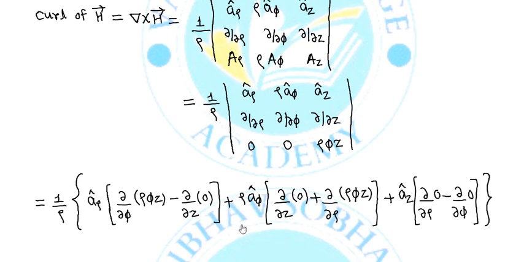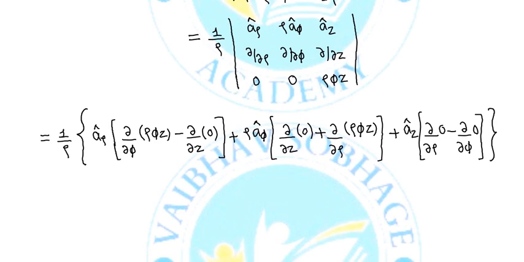Now just simplify that one. After simplification, keep this 1 upon rho as it is for now. What will you get from your very first square bracket? d by d phi of rho phi z will be equal to rho z. Now this will be 0, so I am not going to write that one. Now keep this rho into a phi cap as it is for now.